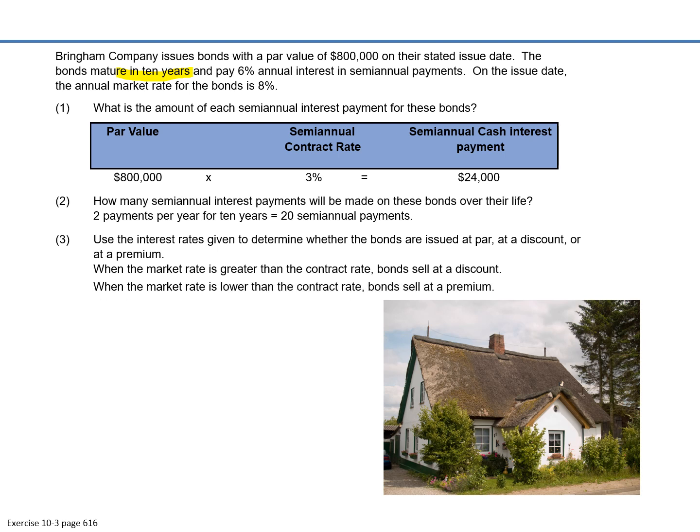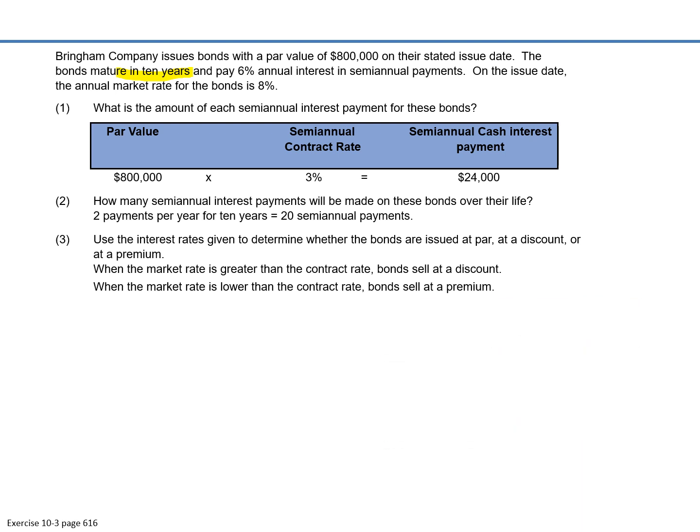When the market rate is lower than the contract rate, the bond sells at a premium.